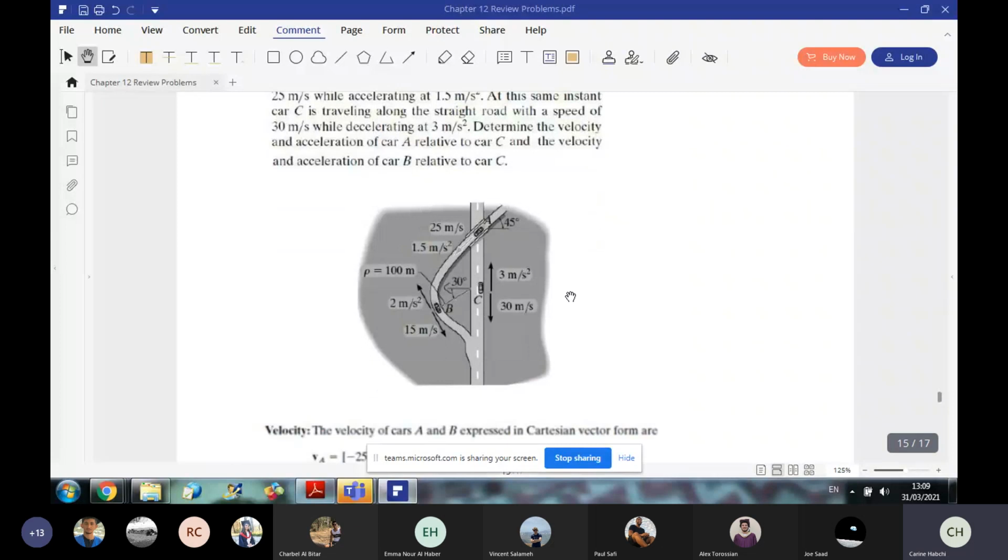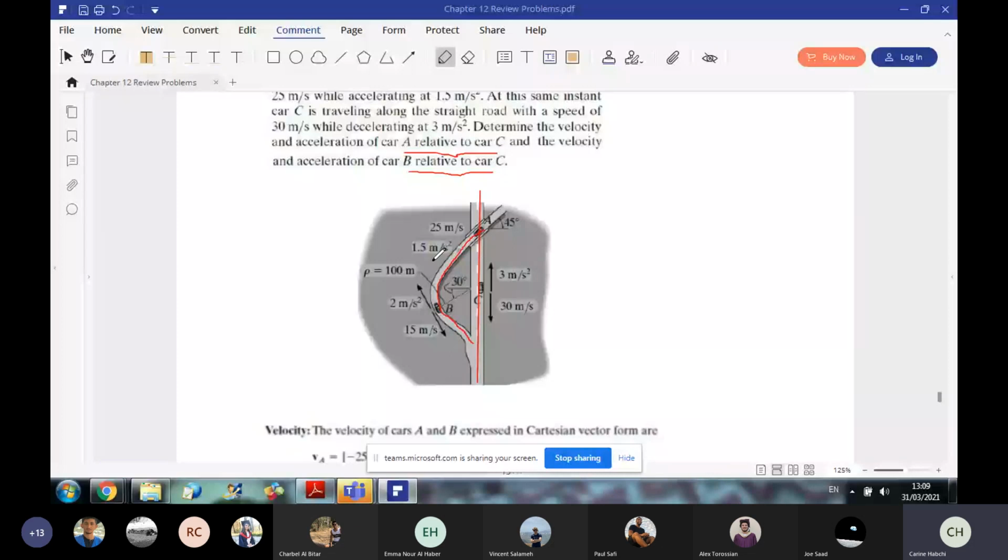Okay, so here we have two cars. One is traveling on a straight road, while the other is going over a curved path. We have here three cars, A, B, and C. Okay, we want to determine the velocity and acceleration of A relative to C, and the velocity and acceleration of B relative to C. So first, let us find the velocity and acceleration of each of the cars.